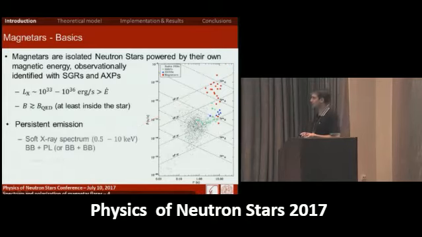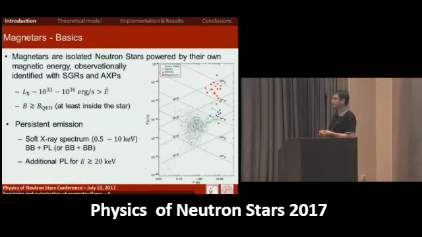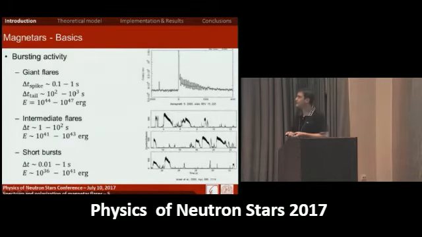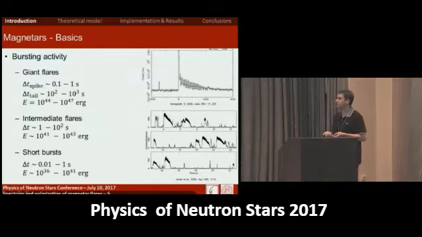In the soft X-ray band, spectra are well fitted by the superposition of 2 components: blackbody plus power law for persistent magnetars, and usually blackbody plus blackbody for transients. And an additional power law component at higher energies has been detected for several sources. But the most distinctive observational manifestation of magnetars is their bursting activity, which is divided into 3 kinds of different events classified according to their energy release.